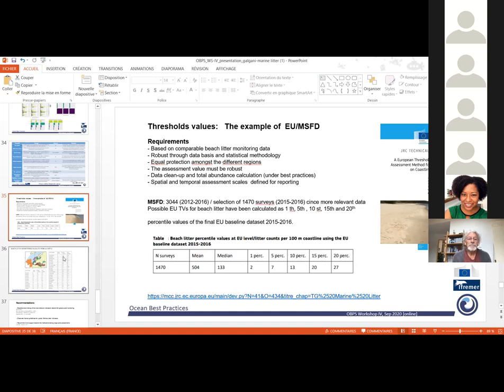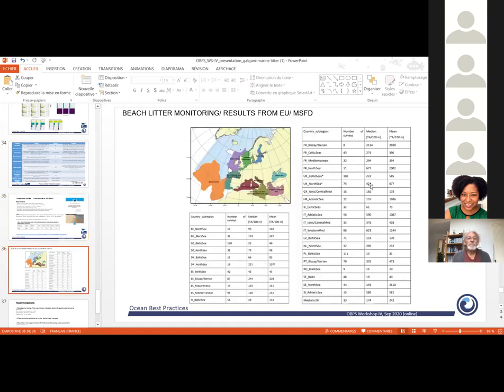So you can see, for instance, the results from Europe. And what is interesting, so the value is 20 items per 100 meters, and there is just only a few that are there. You see just one. All areas in Europe are above, and we understand that. I mean, it will take many years before we reach that good environmental status.